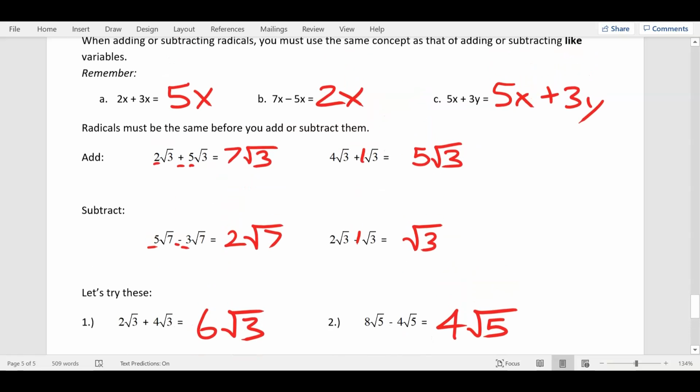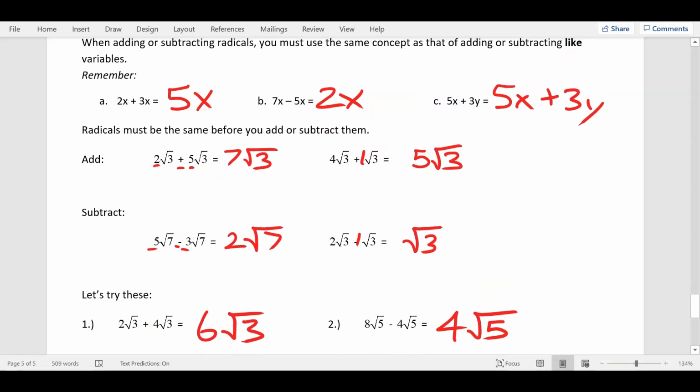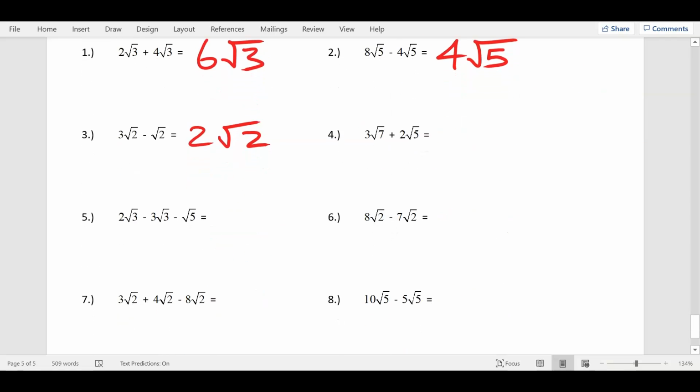So, you remember this right here? 5x plus 3y is 5x plus 3y. You can't add them unless they match. Okay? So same thing goes with square roots. Square root of 7 and square root of 5, you actually cannot add them. They don't match up. Cool?